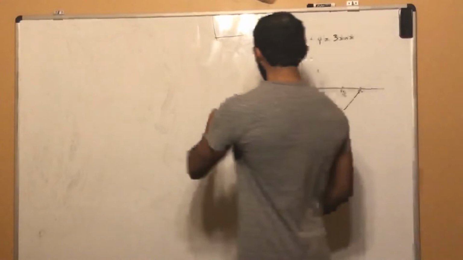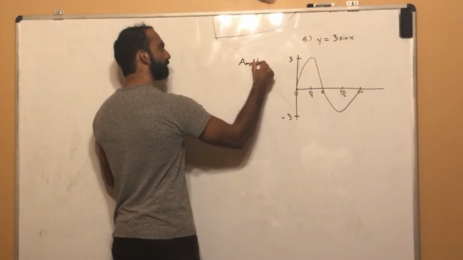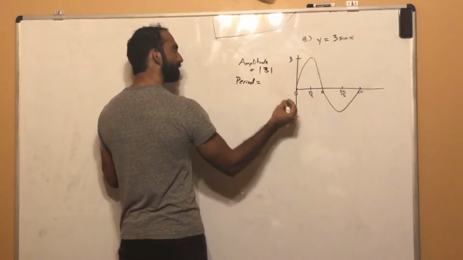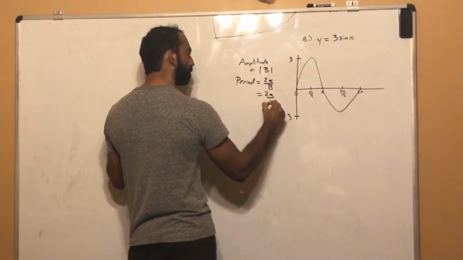Now this problem also wanted me to find a few things before I graphed it. Amplitude: 3. So amplitude is always the absolute value of your A value, which is 3. Period, which we'll talk about here in a second, is defined to be 2 pi over b. What is my b value for this problem? What number do you see out in front of x? 1. Right. It's an understood 1. 2 pi over 1, or just 2 pi.